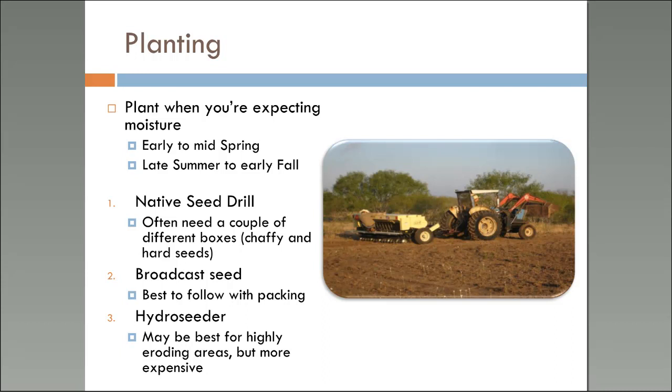Also, there are 3 main types of planting methods. The first one is going to be a native seed drill. Often the native seed drill is best because it comes with different boxes. If you use a traditional drill that's used for cropping, it's probably not going to have different box options. The reason it's important to have different boxes is because the chaffy or fluffy seeds and the hard seeds are going to come out at different rates. You really need to be able to calibrate them to put out the right amount so that you're not wasting your money or not planting enough, and that's hard to do if they're mixed. So having an actual native seed drill is important.